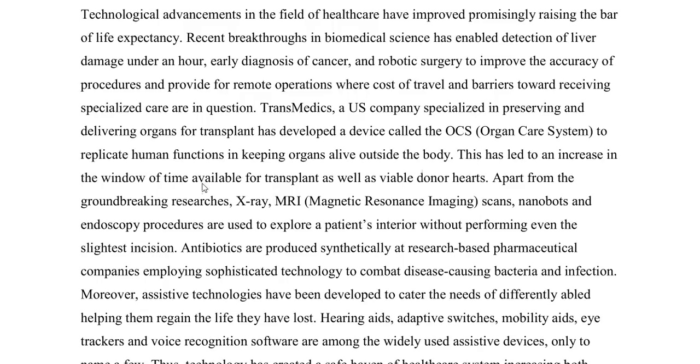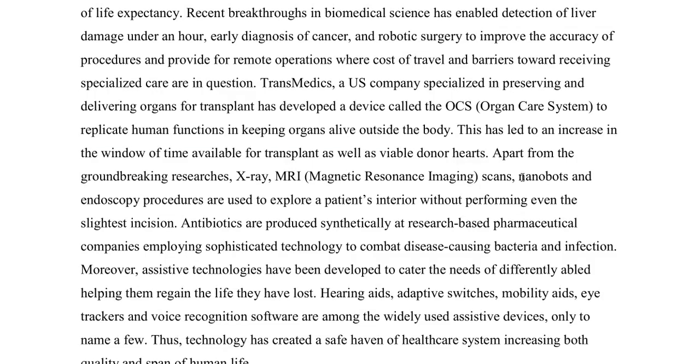This has led to an increase in the window of time available for transplant as well as viable donor hearts. That is how this particular finding, a major breakthrough, has promoted healthcare. Apart from the groundbreaking research, X-ray, MRI, magnetic resonance imaging scans, nanobots and endoscopy procedures are used to explore a patient's interior without performing even the slightest incision.